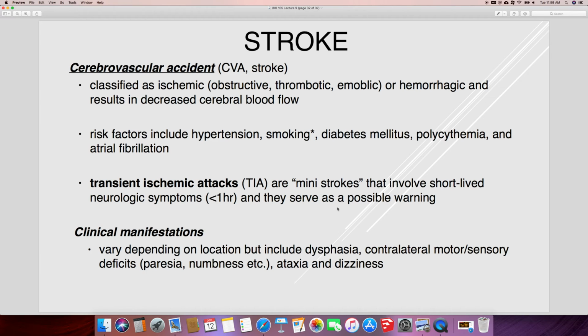Okay. Problems with speech, paresis, numbness, ataxia, dizziness. Again, it depends on the severity and location of the stroke, but those are some of the common clinical manifestations.